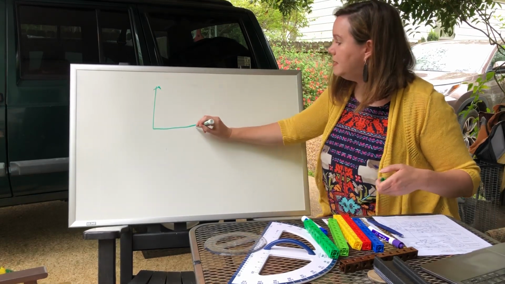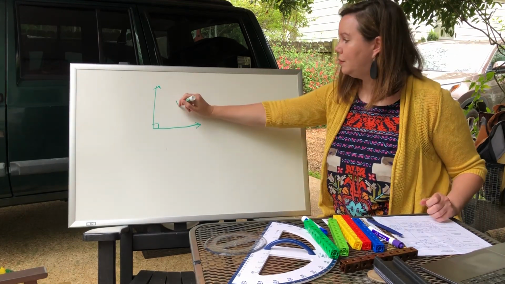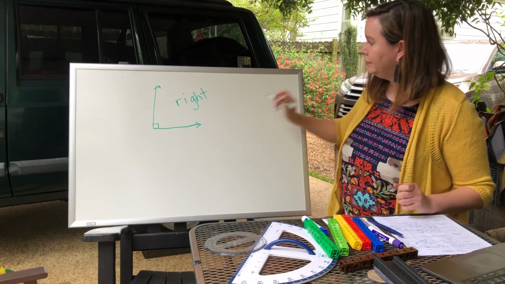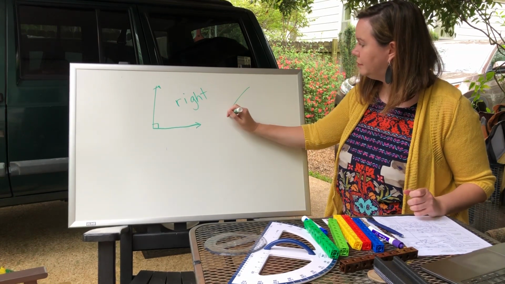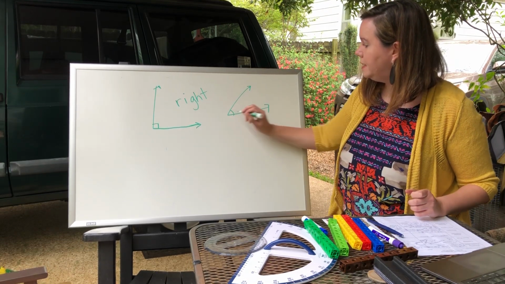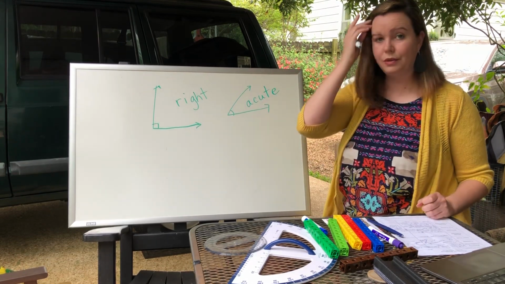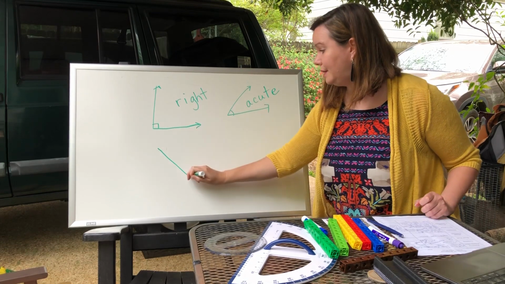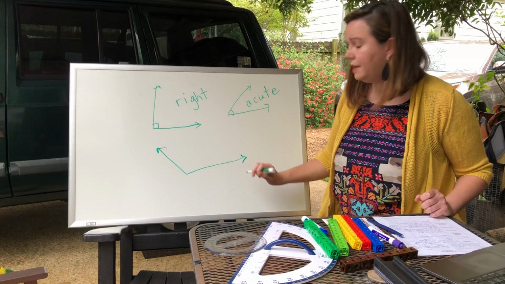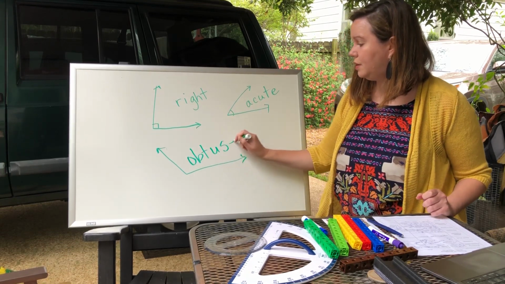What kind of angle is this? This would be a 90-degree angle, which would be a right angle. This is less than 90 degrees, so it would be a cute little angle, acute. This is more than 90 degrees, so it would be obtuse.